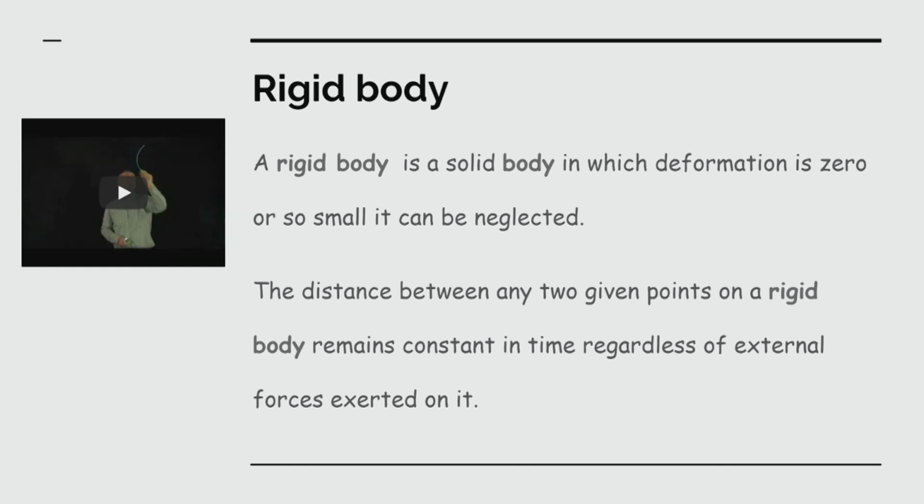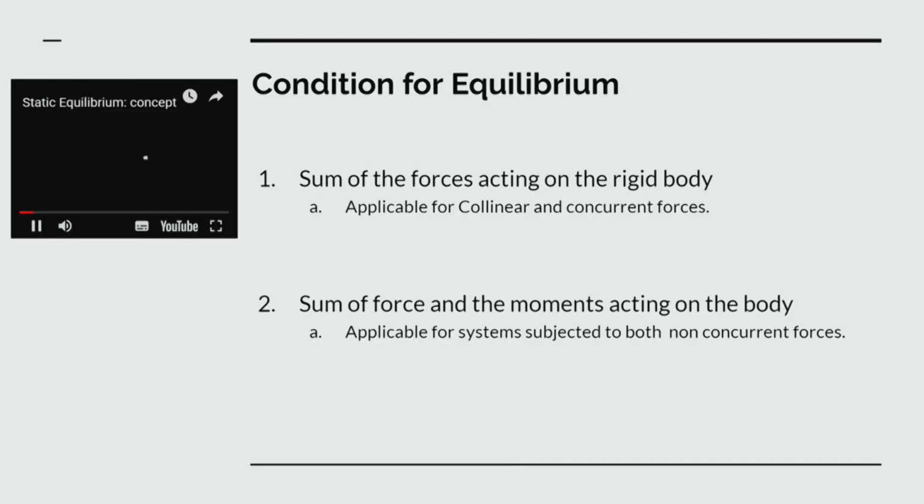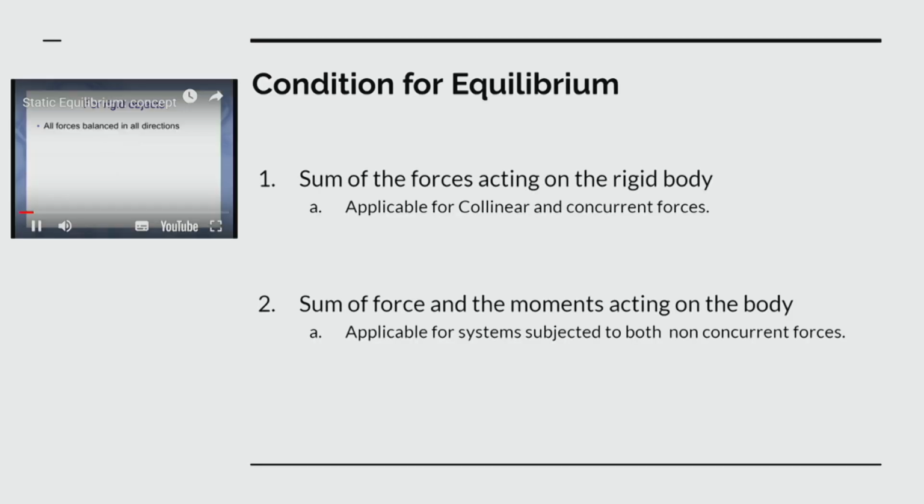Condition for equilibrium of rigid bodies. For a rigid body to be in equilibrium, the sum of forces acting on it should be 0. That includes the x direction, the y direction, and even though we don't talk about it too often, the z direction. X is right and left, y is up and down, and z is the back and forth, towards you or away from you.